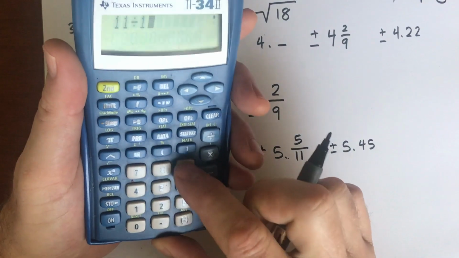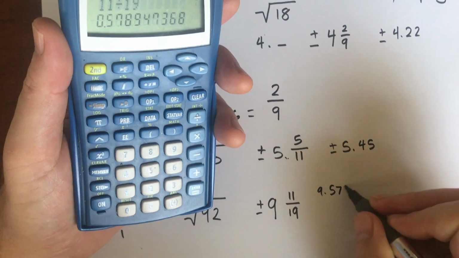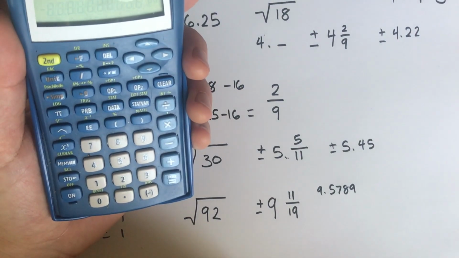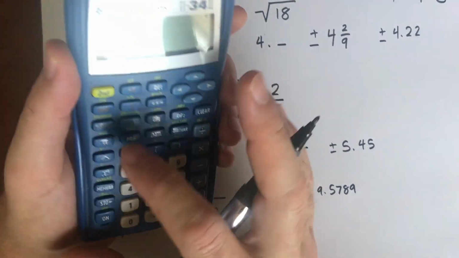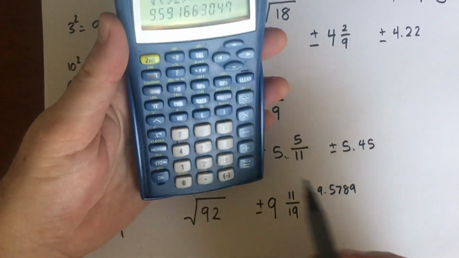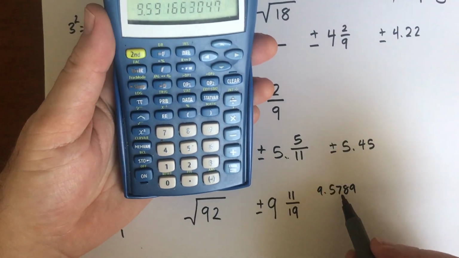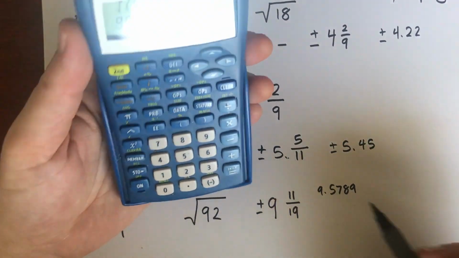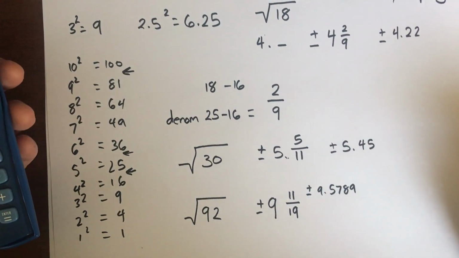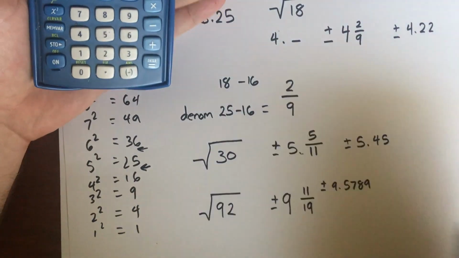Let's divide 11 by 19, and we get 9.5789, right? Let's look at the actual square root, just so we can see how close we were. Look at that. 9.59, 9.58. You know, if we rounded that up, it's getting closer and closer. So this is the basic estimation, right? Let's do one more and then I'll show you what simplifying looks like and then we'll do a little practice.